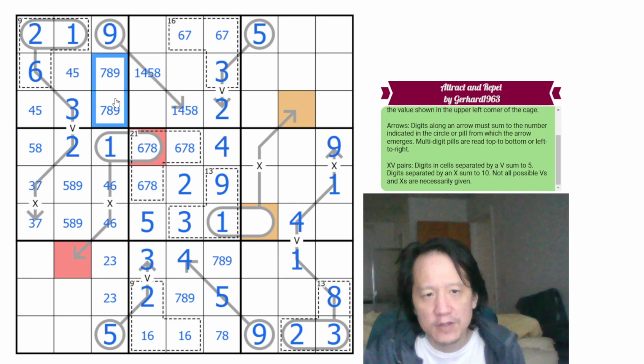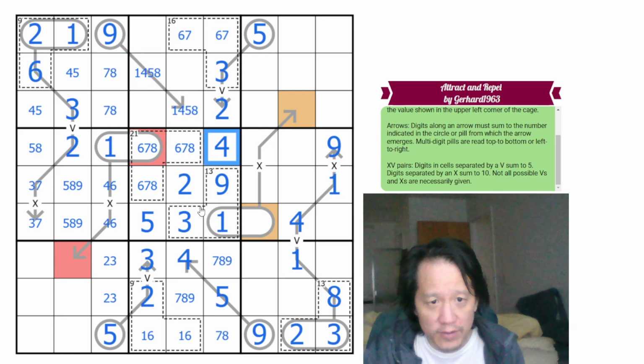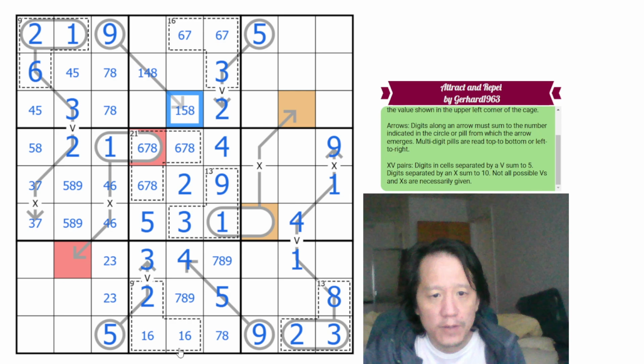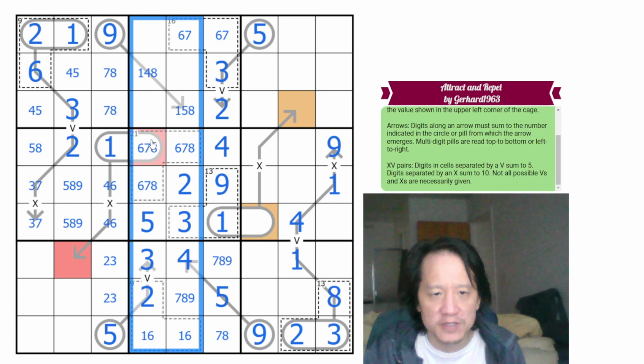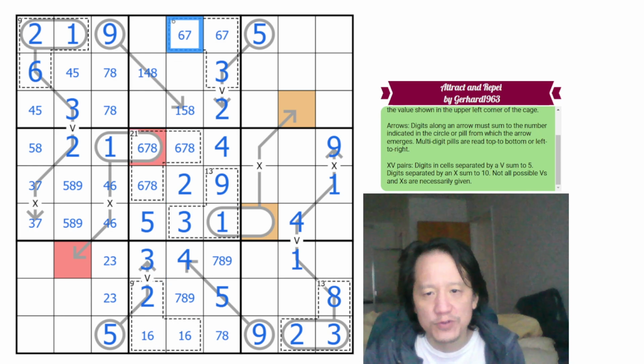So this can't be 9 here. This can't be 5, so this can't be 4. We know the 6 is here in column 4 and 5. There's 2 6s now in columns 4 and 5. Therefore, there cannot be any other 6s in those columns. So therefore, this must be 7, and this must be 6.